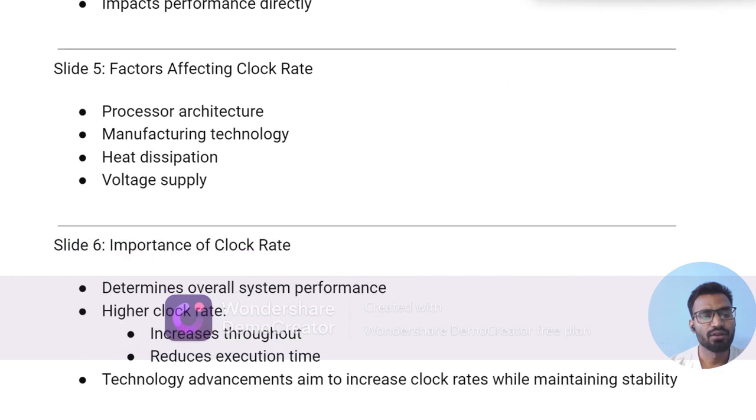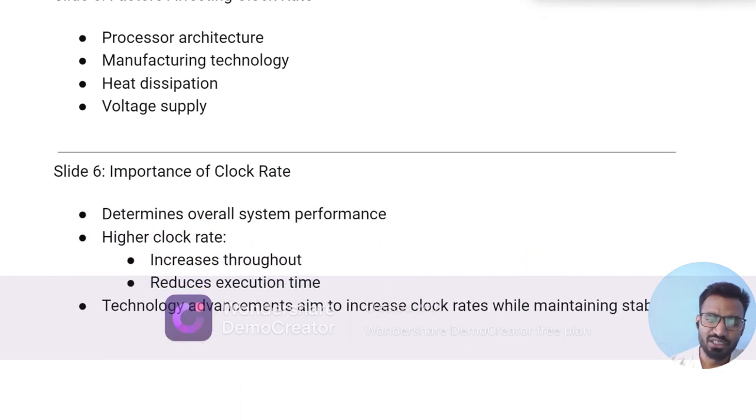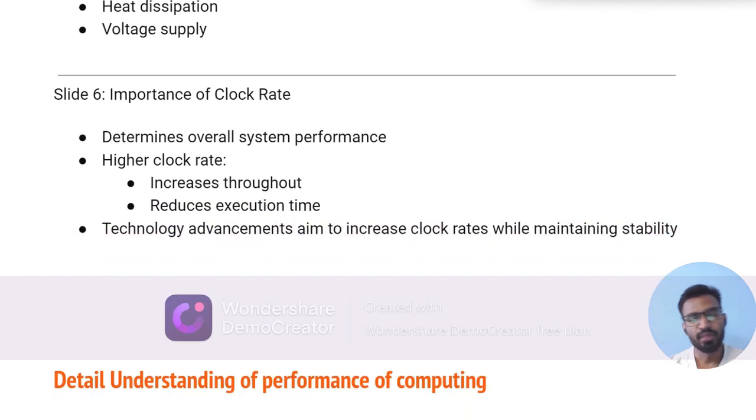Now, what is the importance of clock rate, and why do we even study it? To determine overall system performance, we have to use the clock rate. It can also increase throughput or reduce execution time. The higher the clock rate, the more clock cycles per second and the lower the execution time.